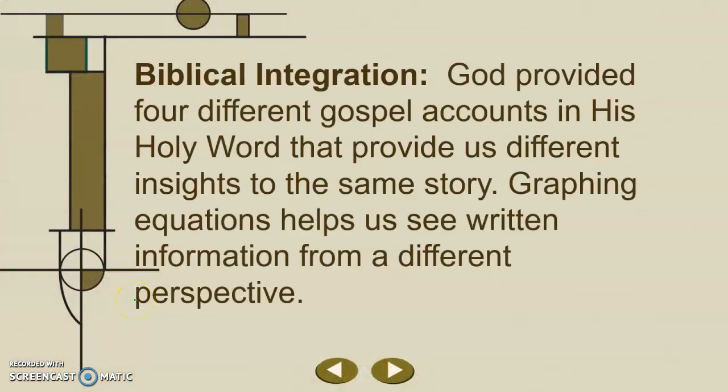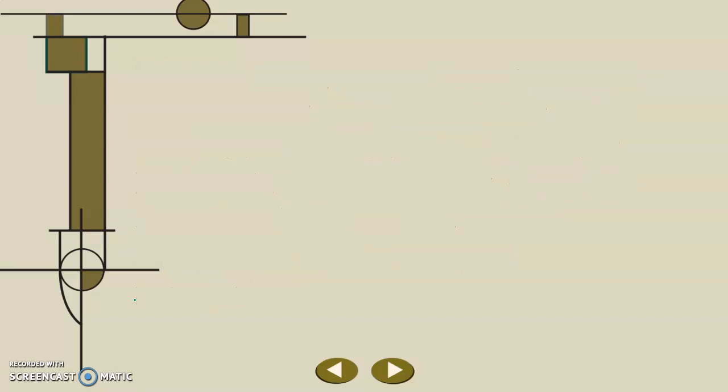Our biblical integration for today is that God provided 4 different gospel accounts in His holy word that provide us different insights into the same story. We have Matthew, Mark, Luke, and John, all giving us the story of Christ, but from different perspectives because they were written to different audiences. Graphing equations helps us to see written information from a different perspective. Some people may prefer charts, some people may prefer a written report, and others are going to prefer graphing. So graphing is a really visual way and another way to show the same information from a different perspective.